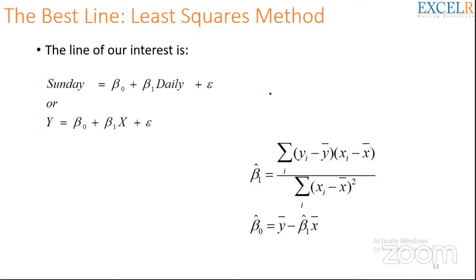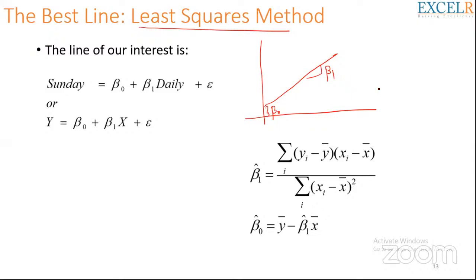And as I mentioned, how are we going to find the regression line, the intercept, that is beta naught, and the slope of the regression line, that is beta 1? We will use a method called the least squares method. The concept of the least squares method is this. Let's say this is a regression equation and these are the data points.